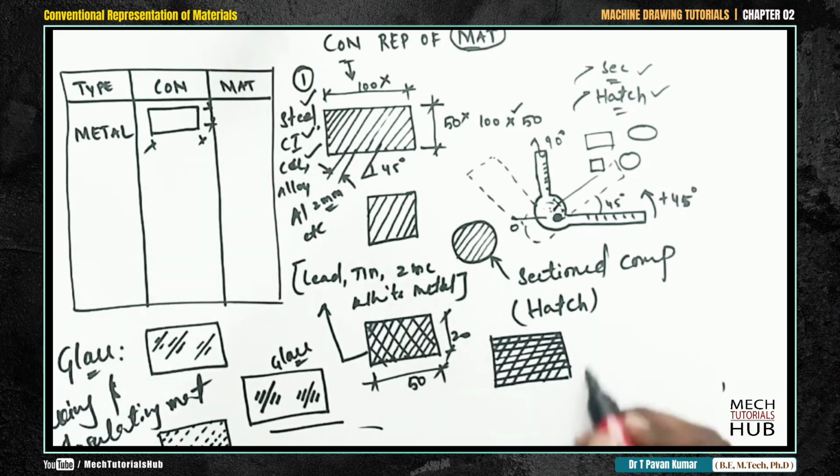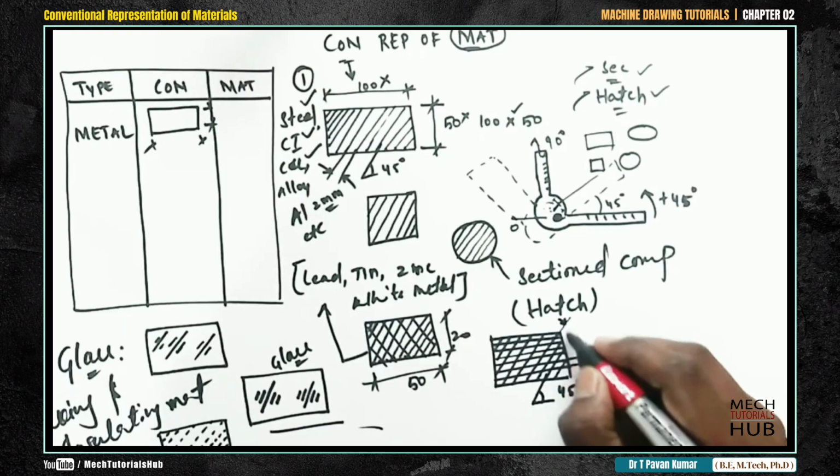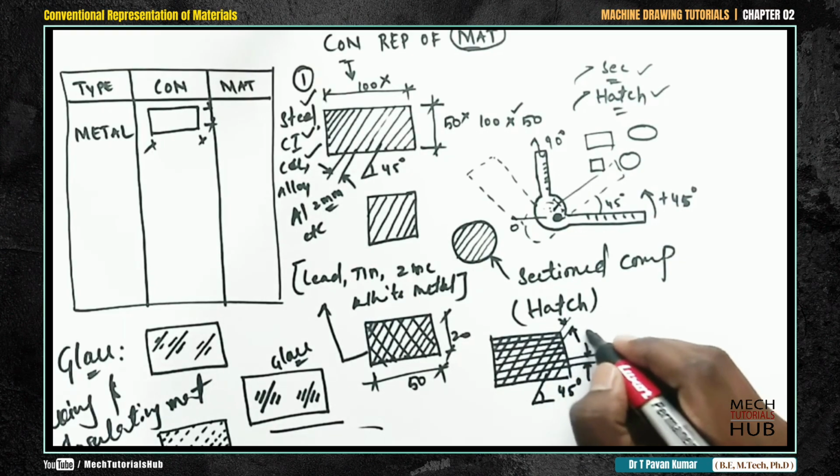Okay, we'll draw a box similar to cast iron, similar to glass. We'll draw a box of convenient size, then parallel lines which will maintain an offset of 2 at an angle of 45 degrees. Again these 45 degrees lines also maintain an offset of 2.